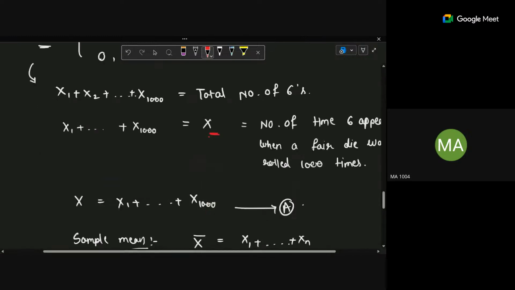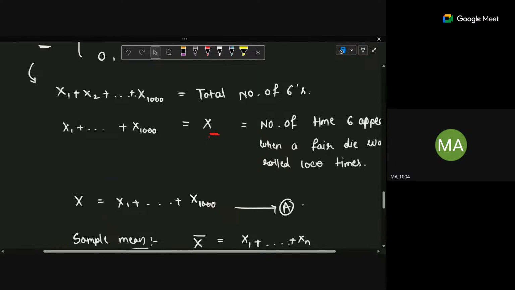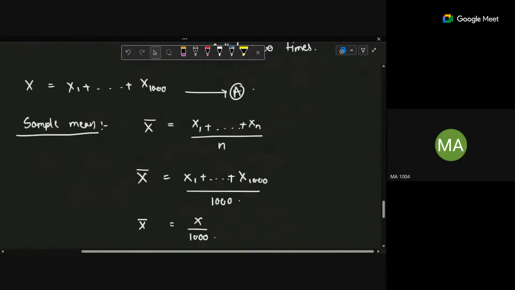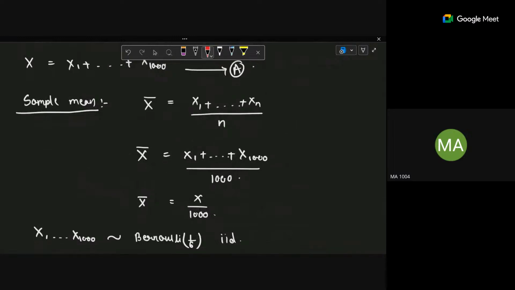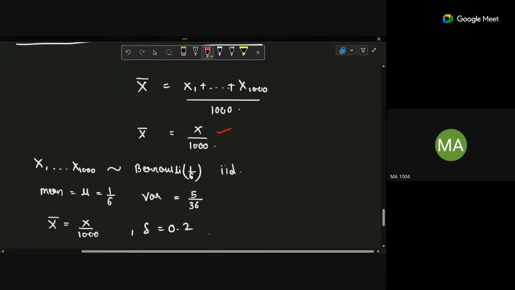If I want to calculate the sample mean, I write the sum of all random variables divided by the total number of random variables. The addition of X1 to X1000 is nothing but X, the random variable given to me. So the sample mean for the given problem was X by 1000.